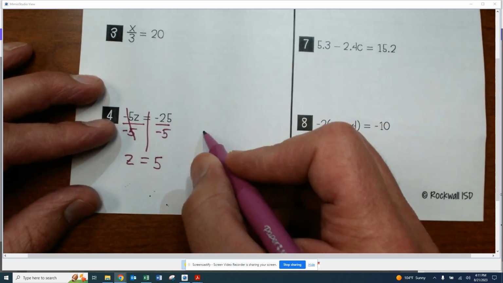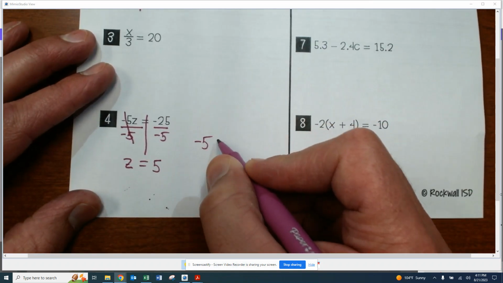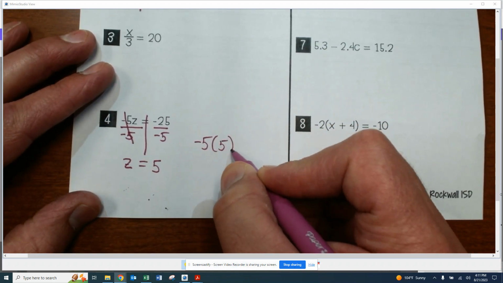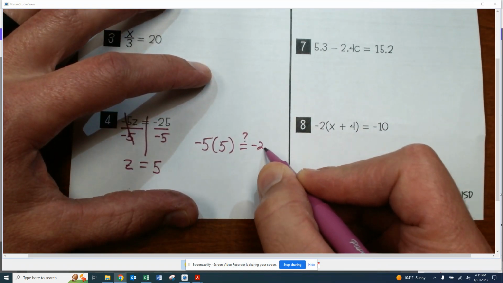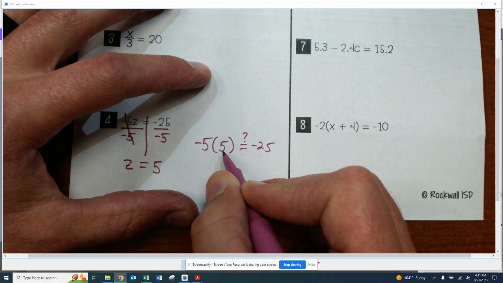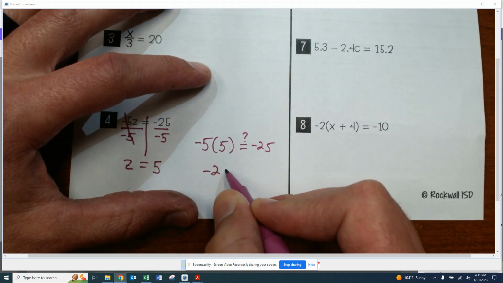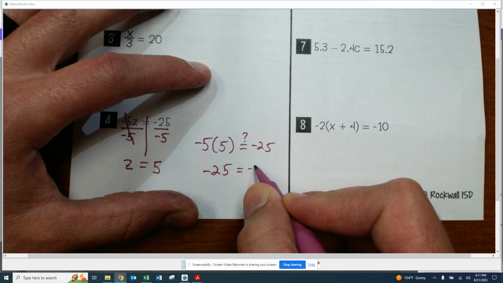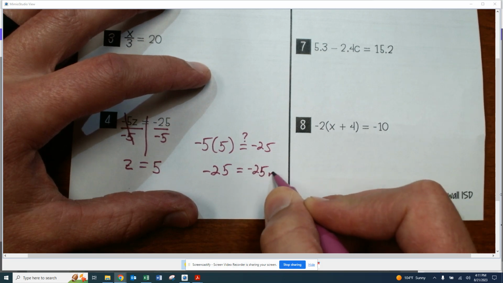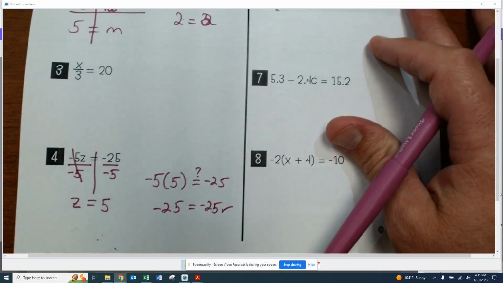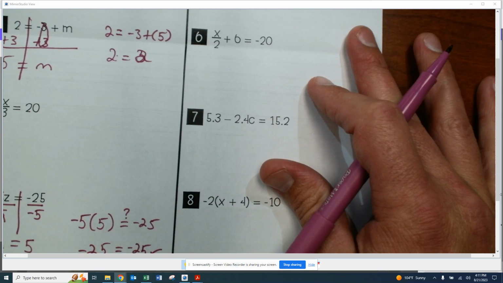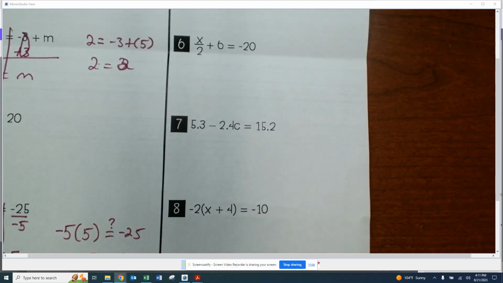Which makes sense because if we go to our check, negative 5 times 5, does that equal negative 25? Negative 5 times positive 5, that's going to be negative 25. So that works. When we can, it's always important for us to check our work. It makes us guarantee that these answers are correct. We're going to look at problem number 6.